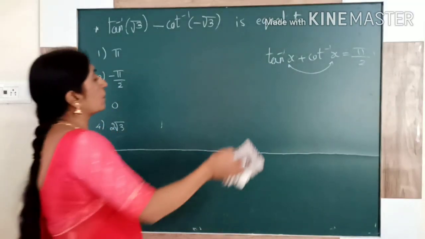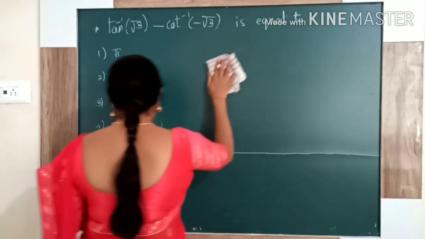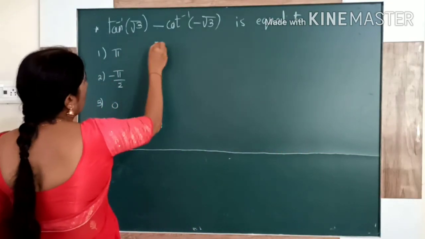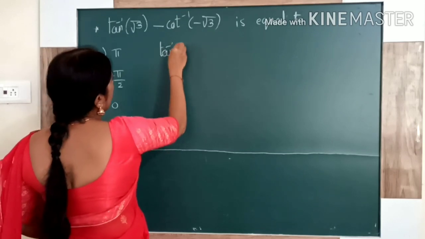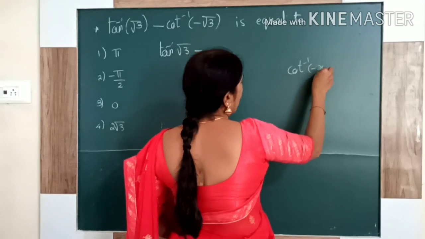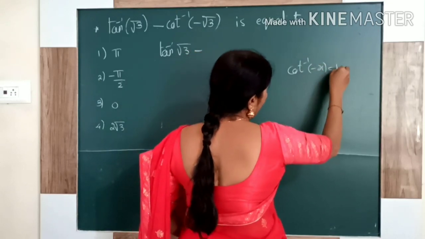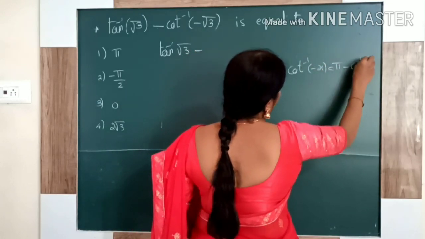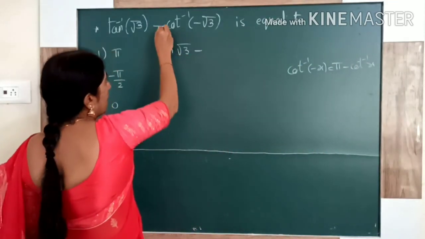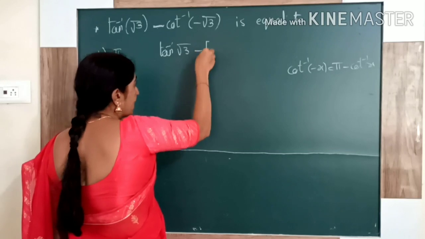Then solve this. What is tan inverse root 3, with the help of the table? Tan inverse root 3 minus, what is cot inverse of minus x? If it is a negative, refer to the sign table, the standard value formula table. It is pi minus cot inverse x, and outside if you have a negative, write it in the bracket.